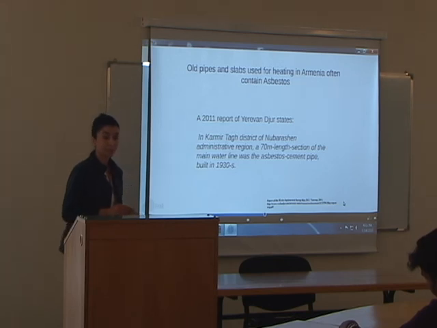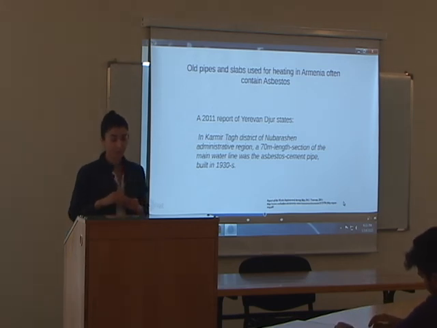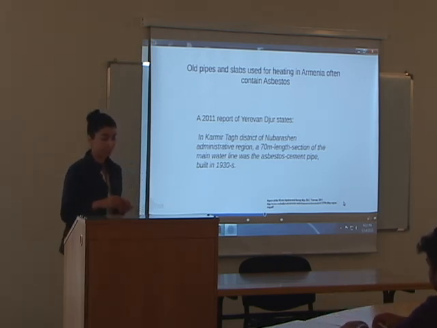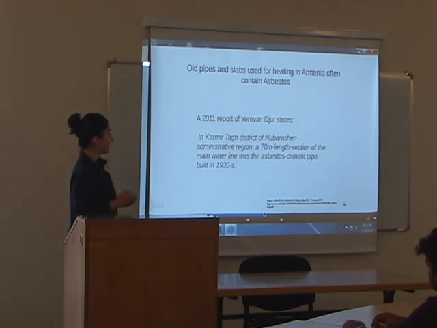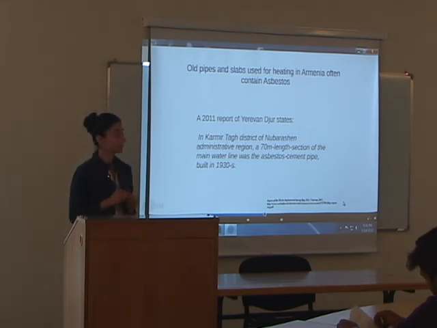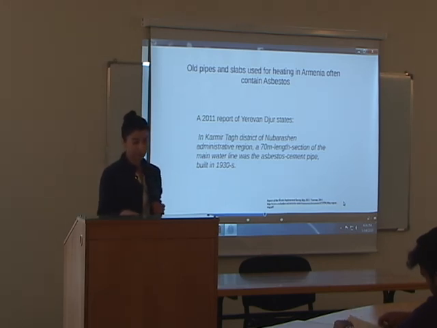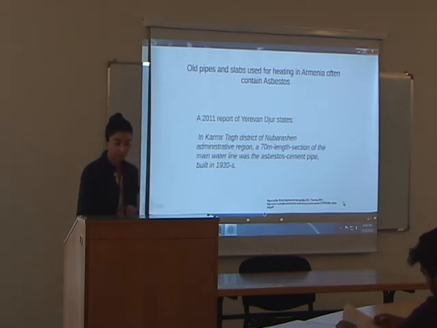And to confirm that in Armenia we had and still have asbestos pipes, I made a literature review and found only this record done in 2011, which states that in the Kanaker-Zeytun district of Nubarashen administrative region, a 70-meter section of the main water line was an asbestos cement pipe, which was probably built in the 1930s. And this water line was for drinking water, not for sewage.